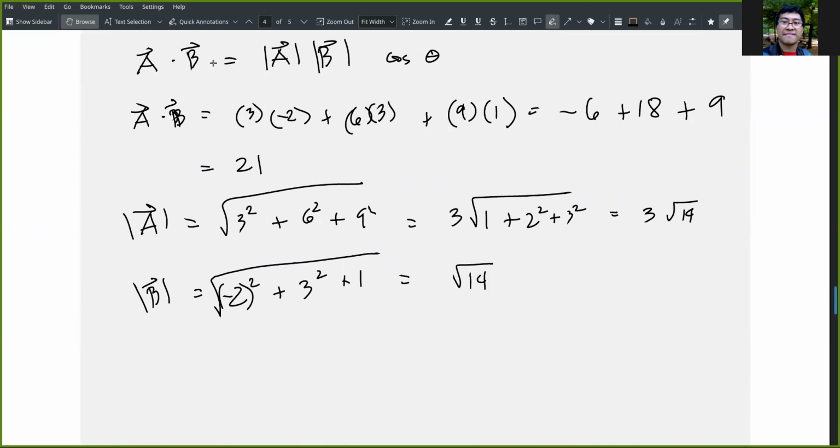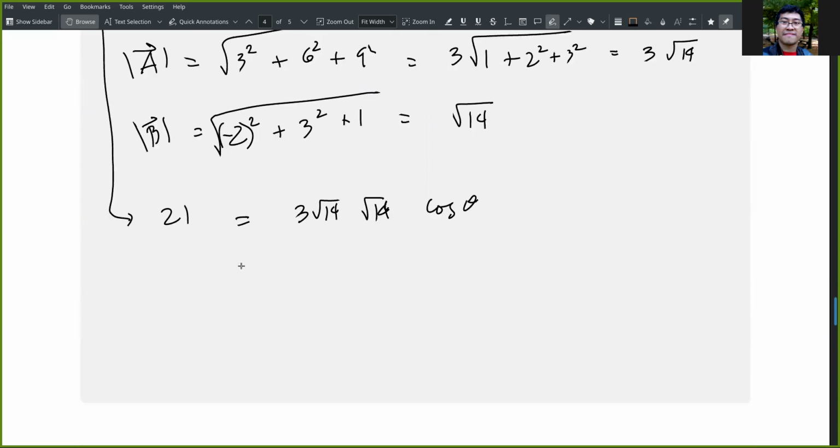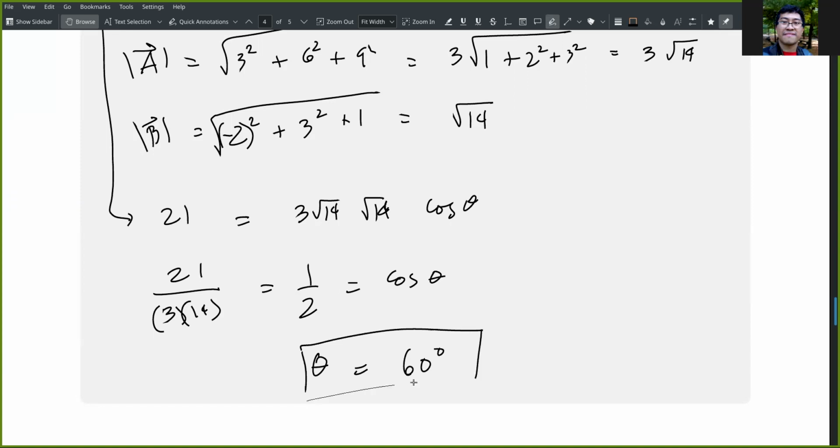From our formula, a dot b is 21, the magnitude of a is 3 times the square root of 14, and the magnitude of b is the square root of 14, times cosine theta. So you have cosine theta equals 21 divided by 3 times the square root of 14 times the square root of 14. That's 14, so we have 3 times 14. 21 is 7 times 3, so the 3 cancels out. 14 is 2 times 7. So this becomes 1 half. And the theta that gives cosine theta equals 1 half is 60 degrees.